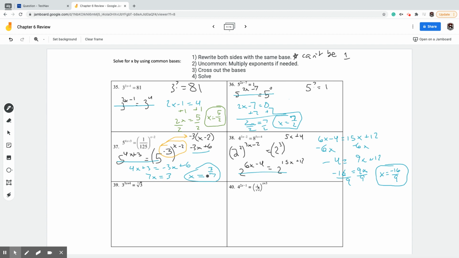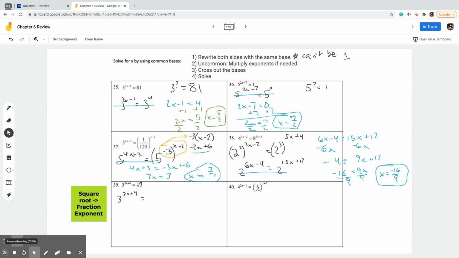Picking up where we left off on number 39, express these as threes. So the first one is easy. It is what it is. And the second one, well, the radicand, this is the radical, the square root. When you think square root, I want you to think of fraction exponent. That's probably worthy of writing down in your notes.